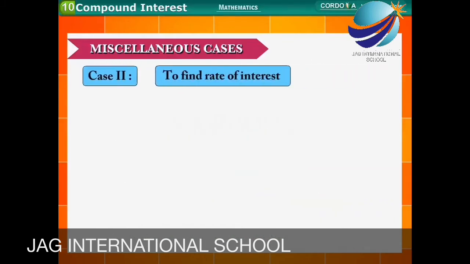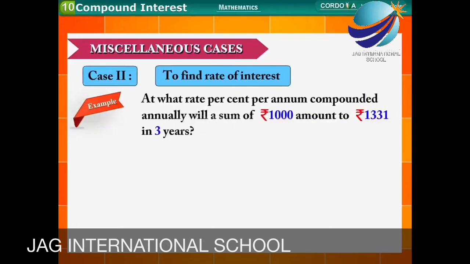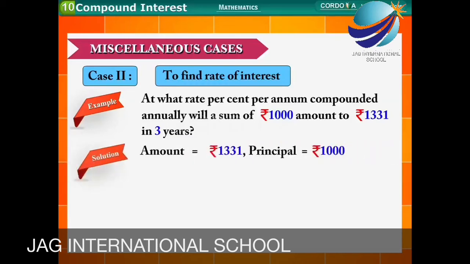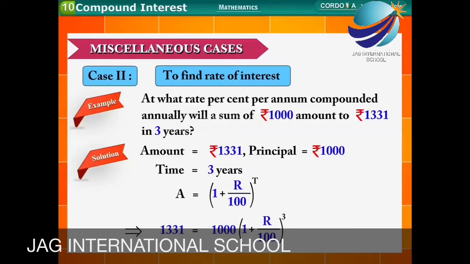Case 2. To find rate of interest. Example. At what rate % per annum compounded annually will a sum of Rs 1,000 amount to Rs 1,331 in 3 years? Solution. Amount is equal to Rs 1,331, principal Rs 1,000, time 3 years. A is equal to P into (1 plus R upon 100) raised to the power T. This implies 1,331 is equal to 1,000 into (1 plus R upon 100) cube.